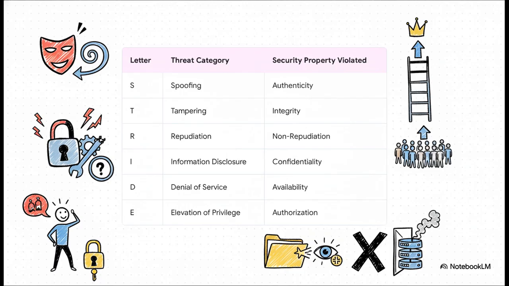R is repudiation, which attacks non-repudiation. This means a user does something and then denies doing it. I is information disclosure, a violation of confidentiality, like a student seeing another student's grades. D is denial of service, which attacks availability. This makes the system unavailable to users. And finally, E is elevation of privilege, which attacks authorization, like a student gaining teacher privileges.